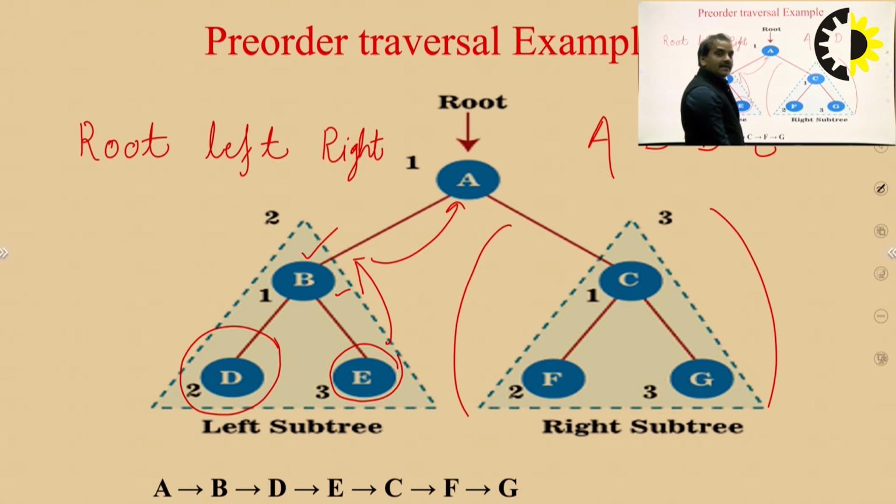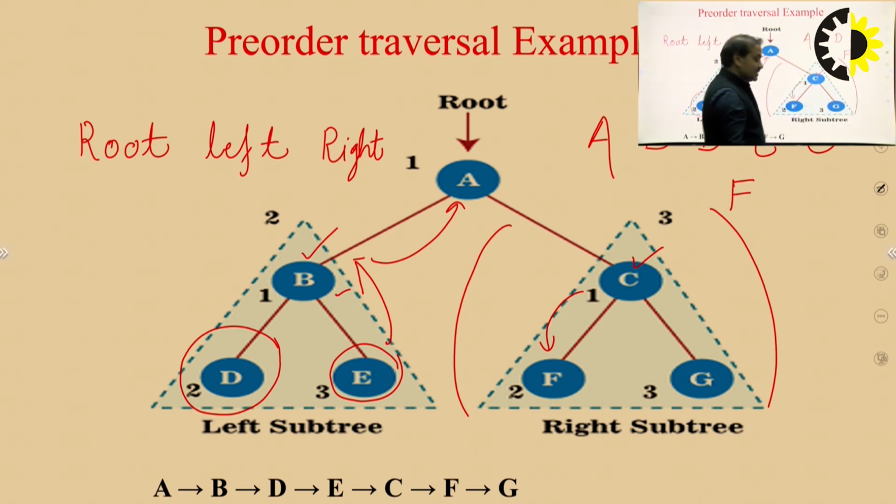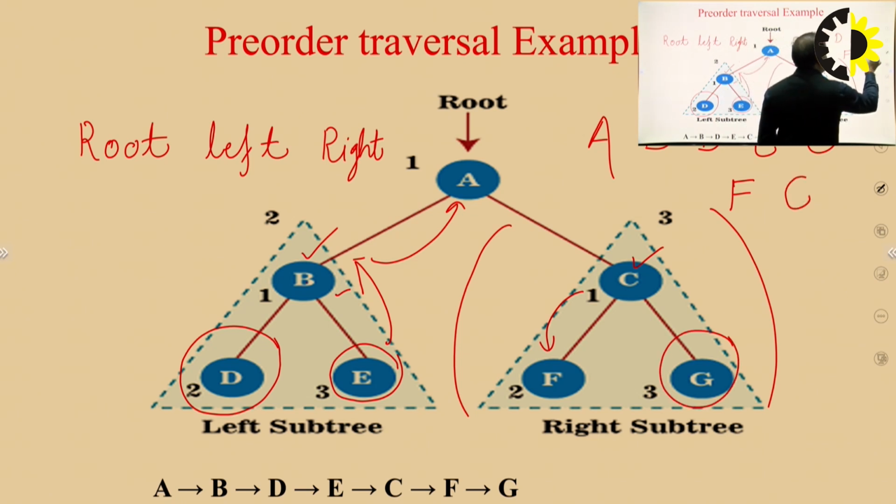The right subtree of A starts with C, and the left child of C is F. We have to process C first, then move on to F. F has no child, that means F is processed after C. Then there is no left or right child of F, so we have to move back to the root. After moving to the root, we have to find the right subtree of that node, and the right subtree of C is G. Now we have to process G.